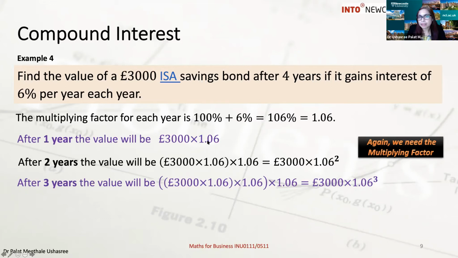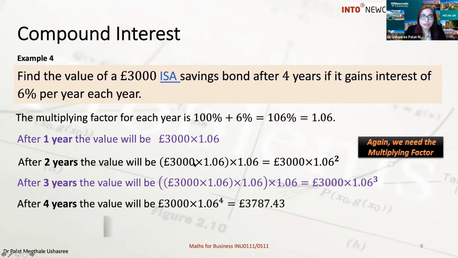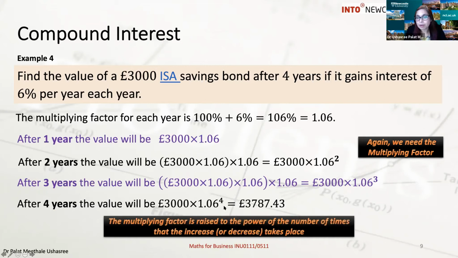Look at this pattern, a beautiful pattern, as we saw last week too. After 4 years, you can simply say it is the multiplying factor to the power of 4. That's a beautiful pattern here, isn't it? So the multiplying factor is raised to the power of the number of times that the increase or decrease is taking place. In this case, it is an increase. That's the beauty of compound interest, isn't it?